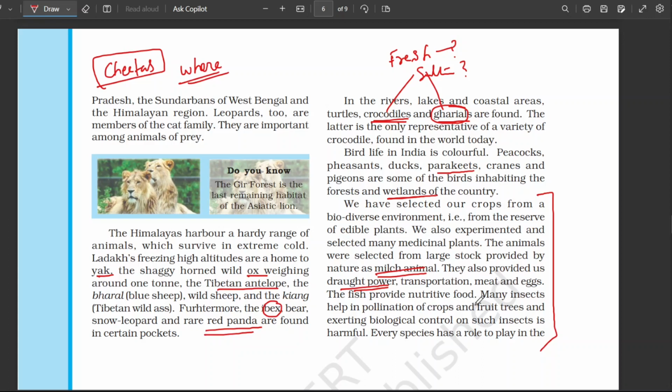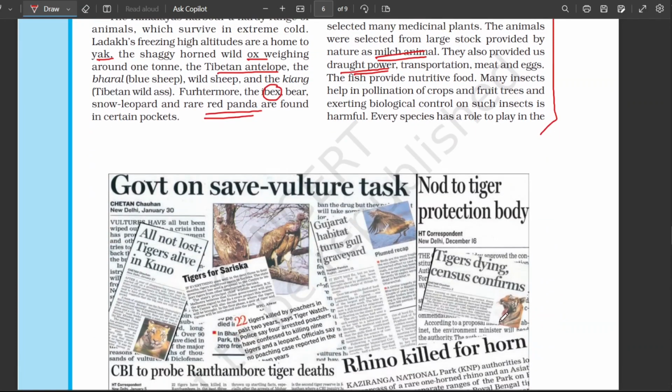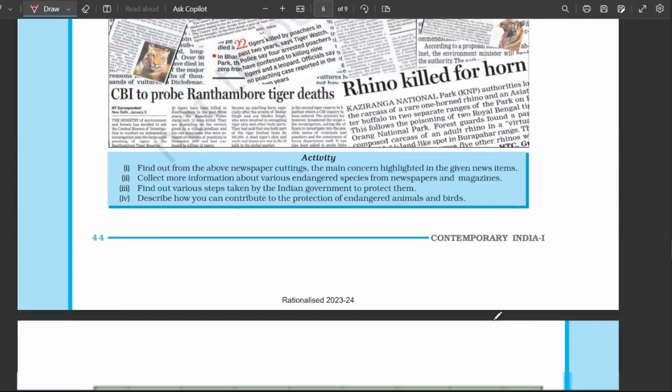The fish provides nutritive foods. Many insects help in pollination. There are many insects involved in pollination, and without it no agriculture is possible. And fruit trees, and exerting biological control on such insects is harmful. Every species has a role to play. So basically the question that was asked, whether we can survive without nature or not, is being discussed in a way.